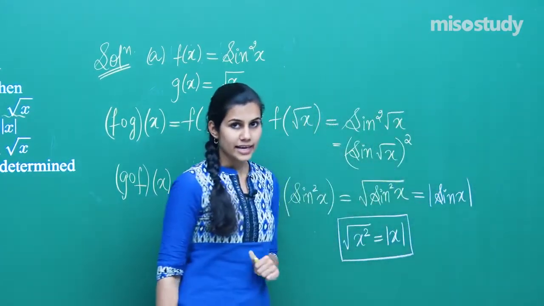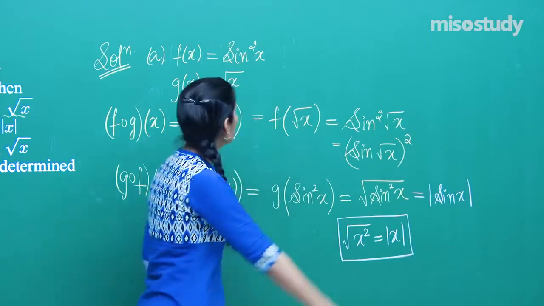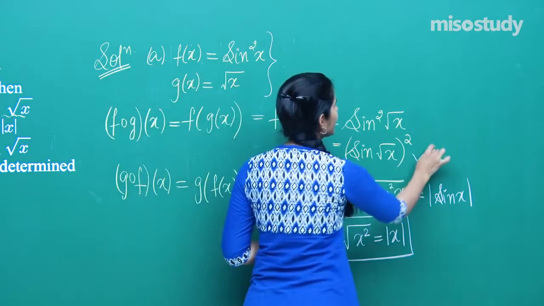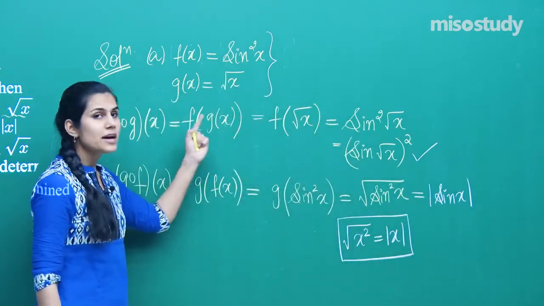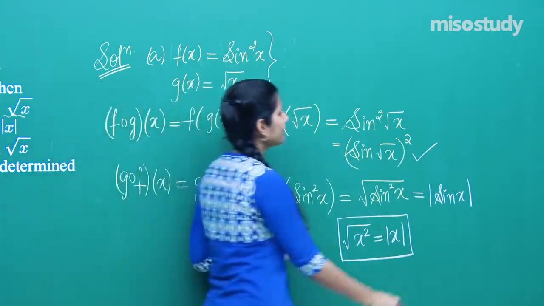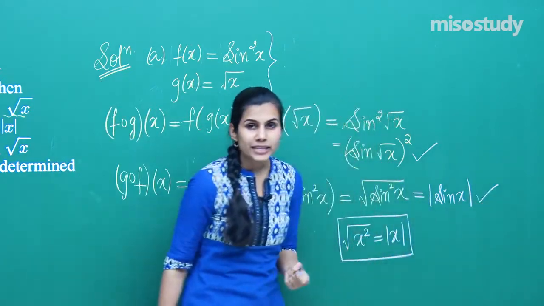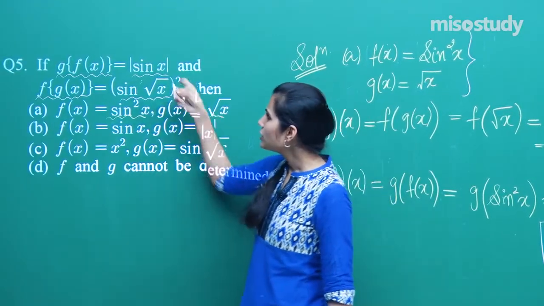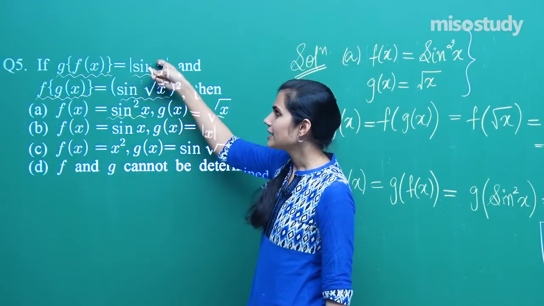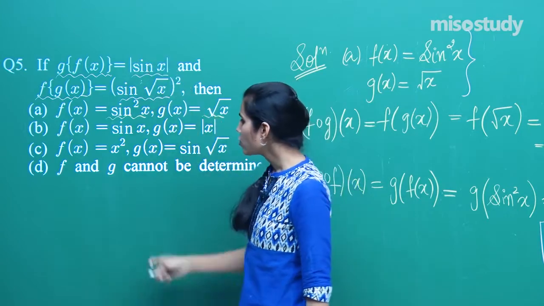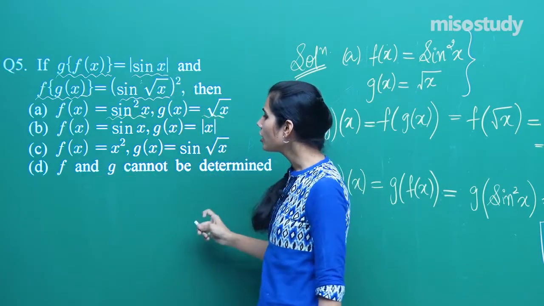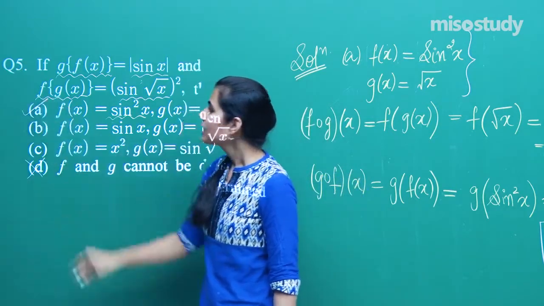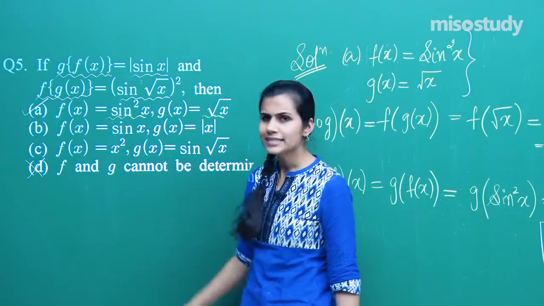mod of sin x. And this means with this f and this g, FOG is coming out to be what I wanted, and with the same f and same g, GOF is coming out to be what I wanted. That means there is an f and g corresponding to which FOG is sine square root x and GOF is mod sin x, and so this option is definitely wrong, which says f and g cannot be determined, and A is correct. What about B and C?